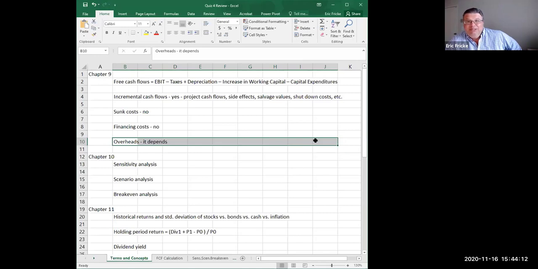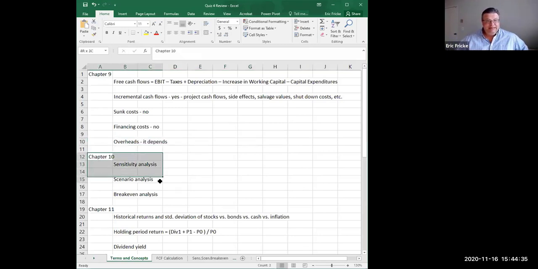So it says it depends because it really is kind of a negotiation, and it's usually only a negotiation if the NPV is marginal, if it's close to zero. That's when people start arguing whether or not they should or should not include overhead costs.